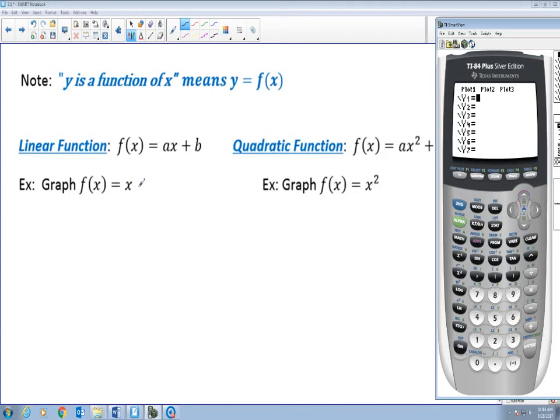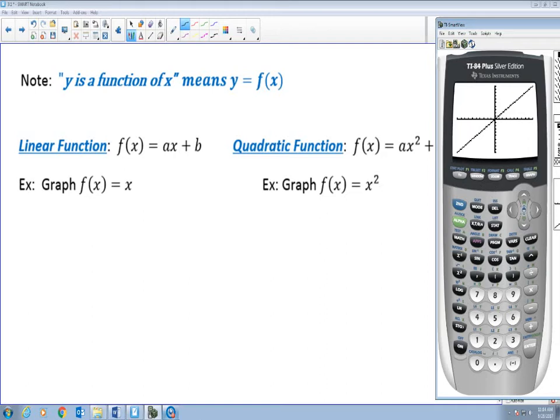So I'm going to simply type in x. That's the most basic linear function. Before we graph, I would like you to press zoom. Press number 6, called zoom standard. In that case, it will give you a standard window. A standard window is where your x minimum and maximum is from negative 10 to 10, and so is your y minimum and y maximum. So this picture from left to right is from negative 10 to 10, and the y value is from negative 10 to 10. That's your window.